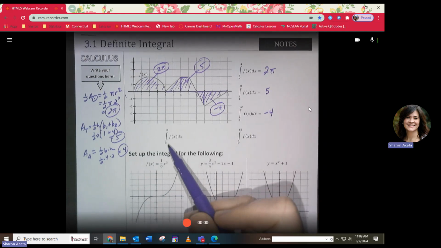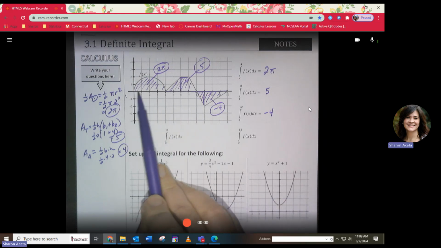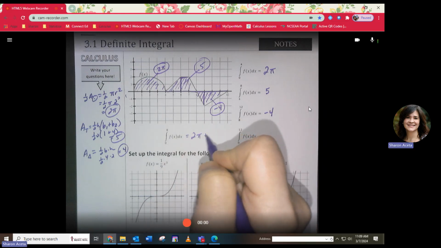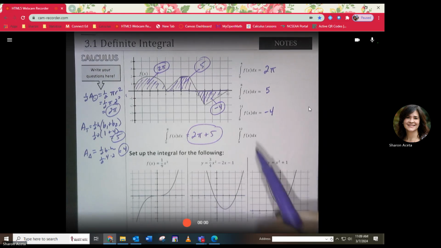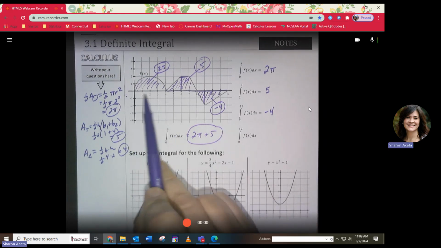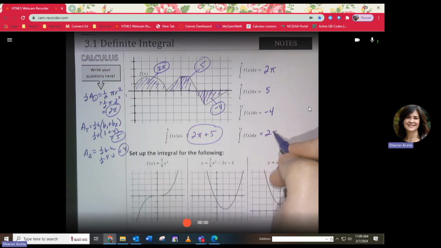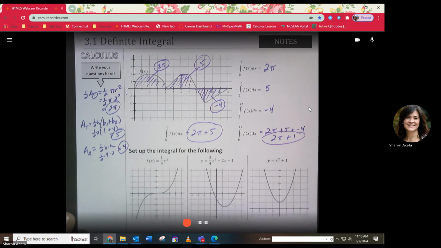And then let's answer this one. Well, what's the area from 0 to 8? Well, that would be both of these areas. It would be the 2 pi plus the 5. Remember, you can't combine them. It's just 2 pi plus 5. And then this one is asking, what's the area from 0 all the way to 12? So what's the total displacement here? That would be 2 pi plus 5 plus the -4, or 2 pi plus 1. And so you can use different geometric shapes to help you out here.